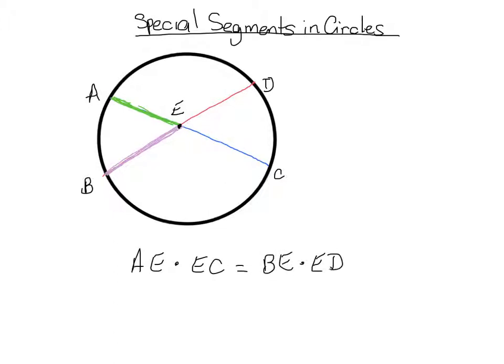And if I wanted to throw in another chord that intersects with these chords, then it would be equal to whatever this is times whatever this is. So this is a general thing that always happens with the segments of chords in circles. Now let's take a look at the segments of secants.